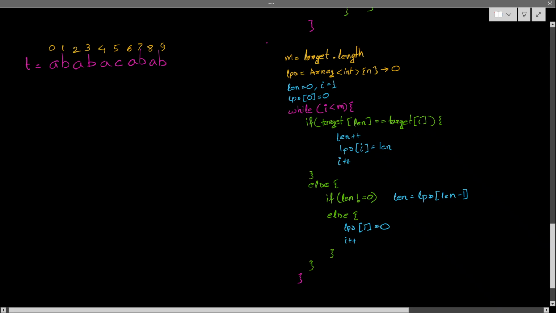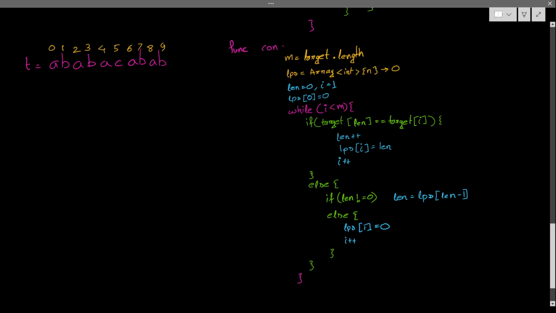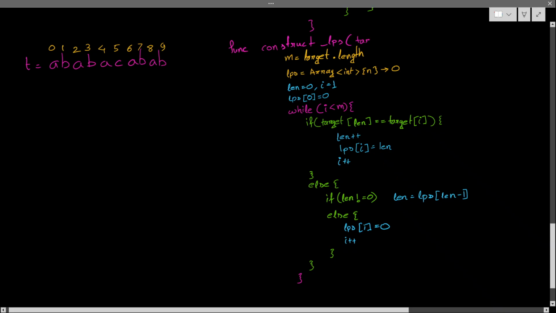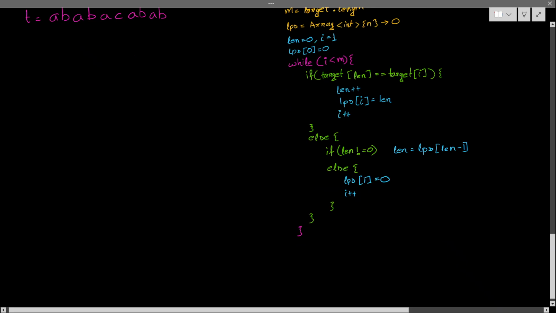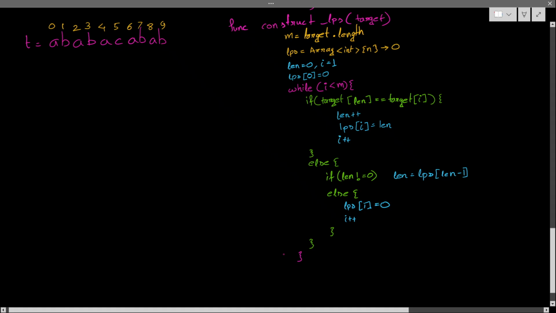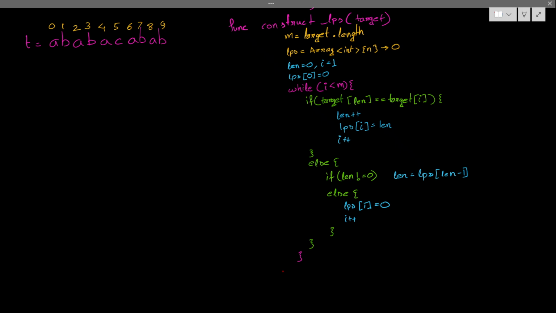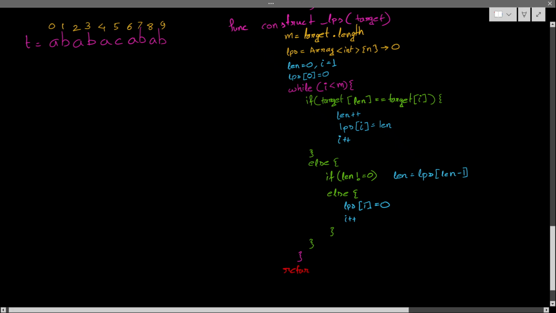So this algorithm is just to construct the LPS. Let's say a function construct LPS, our LPS array. We create the longest prefix suffix array for the target. So the target is given, we do the construct, and at the end we are going to return the LPS array. This is not actually your KMP. This is one part of KMP. So return the LPS array. Okay, fine.